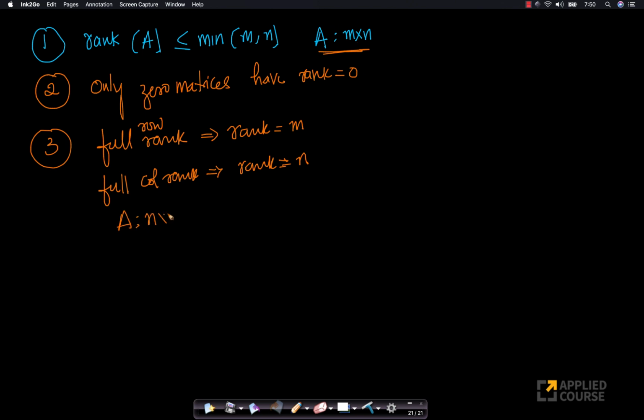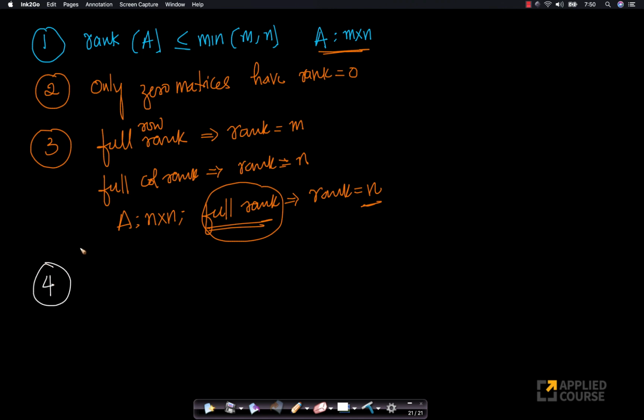If A is a square matrix of n cross n, this matrix is said to be full rank if rank is equal to n. The term full rank is often used to represent that the rank of this square matrix is equal to the size of the matrix itself. It's a very commonly used term. So the fourth important concept is, this is again a very simple thing.